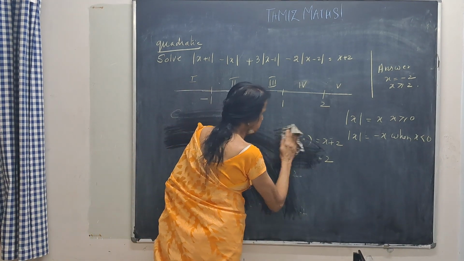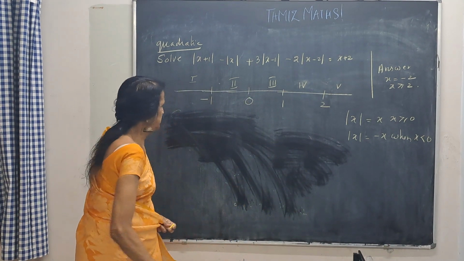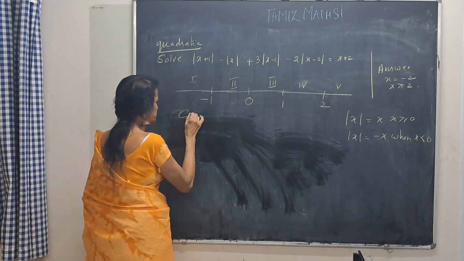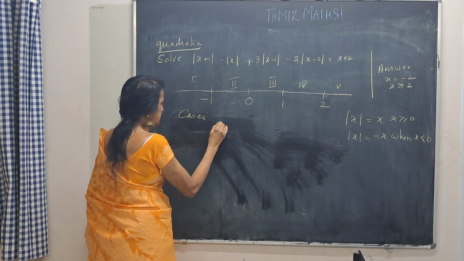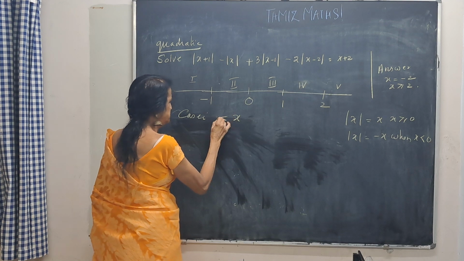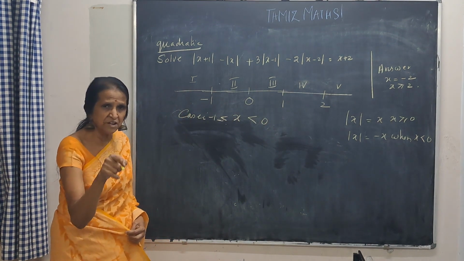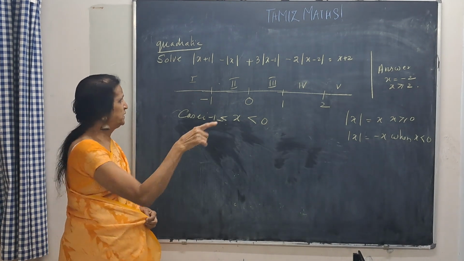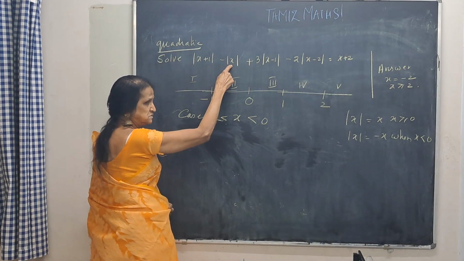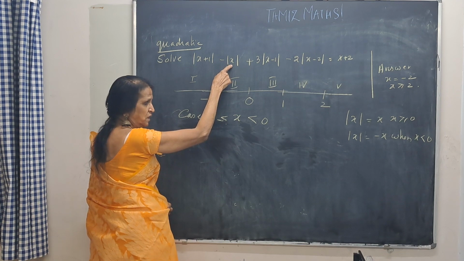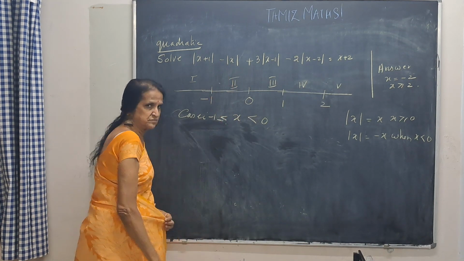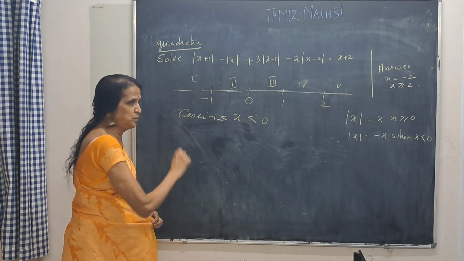Let's go for interval 2. Interval 2 will be case 2. X lies between minus 1 and 0. I have not put equal to 0 because when it is equal to 0, this will be 0, and beyond 0 it will be positive. Only in this interval it will be always negative.